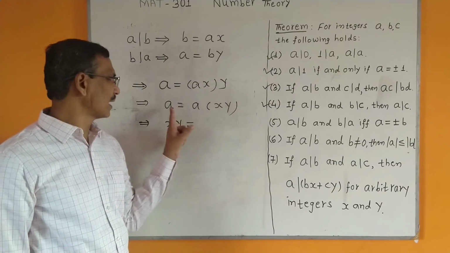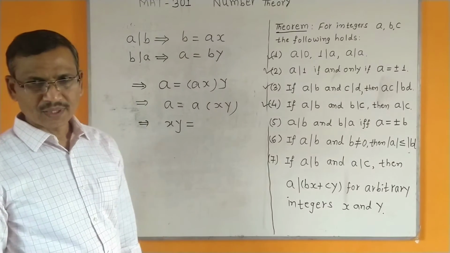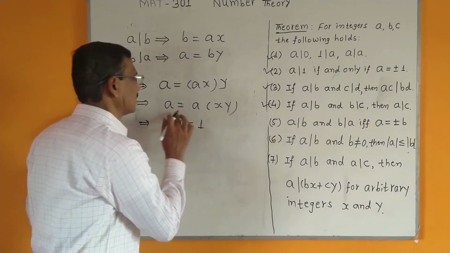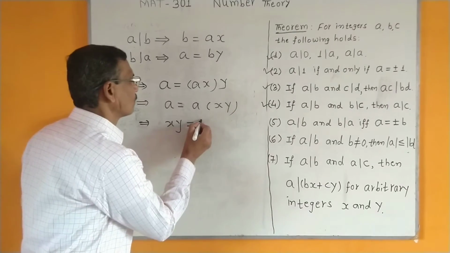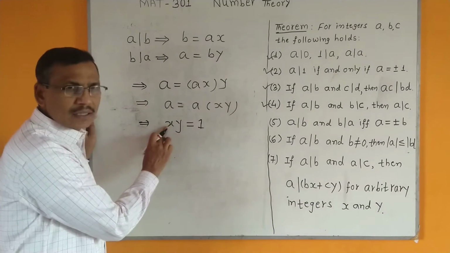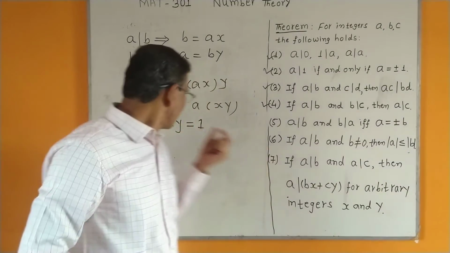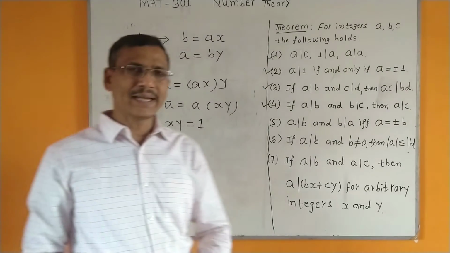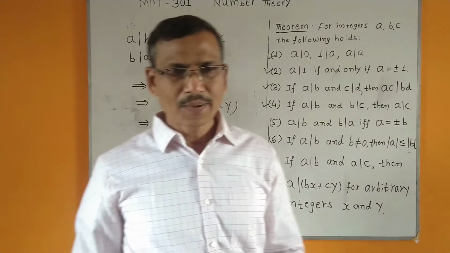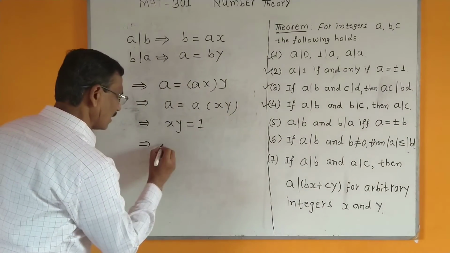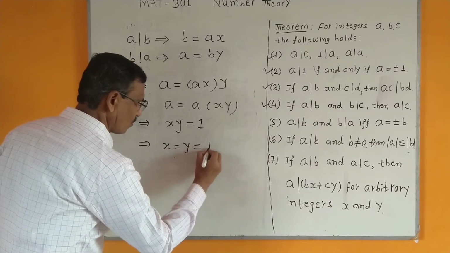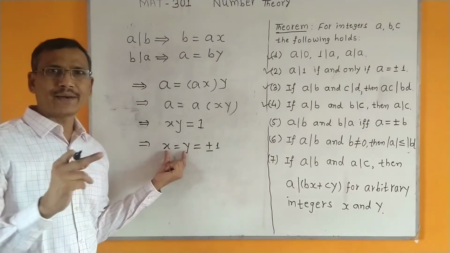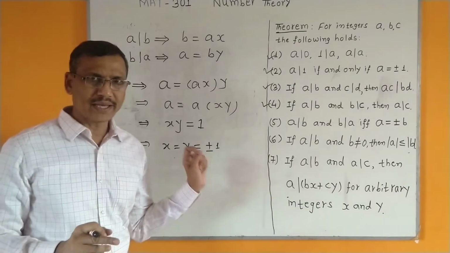If x times y is 1, then A is equal to A. This is true. If x times y is equal to 1, then this equation will be true. Otherwise it is not true. Here x is an integer, y is also an integer, and the product of these two integers is 1. When is this possible? Either both integers are 1 or both integers are minus 1. That means x is equal to y is equal to plus 1 or minus 1. Both must be equal to 1, or both must be equal to minus 1.